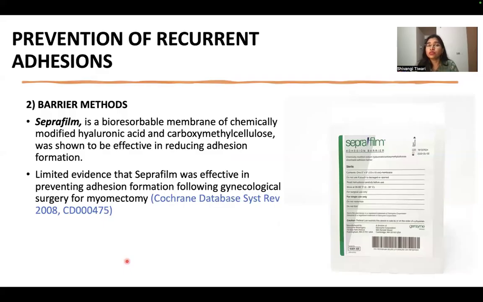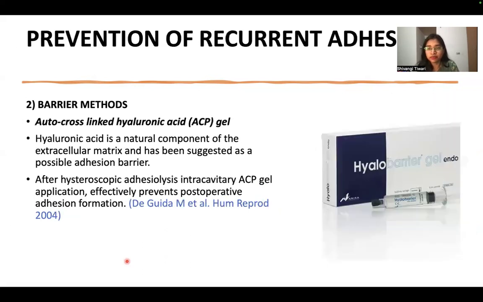Next is we can use barrier methods. In barrier methods, most commonly available is Seprafilm that we can use. It's a bioresorbable membrane of chemically modified hyaluronic acid and carboxymethyl cellulose. It is shown to be effective in reducing adhesion formation, but there is limited evidence that Seprafilm was effective in preventing adhesion formation following gynecological surgery for myomectomy.